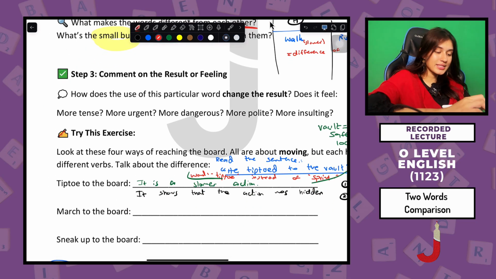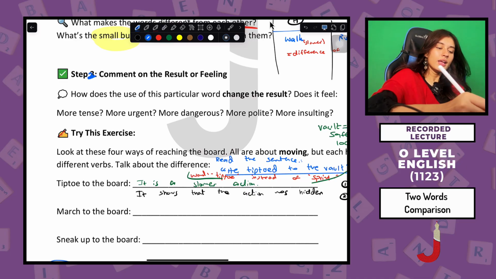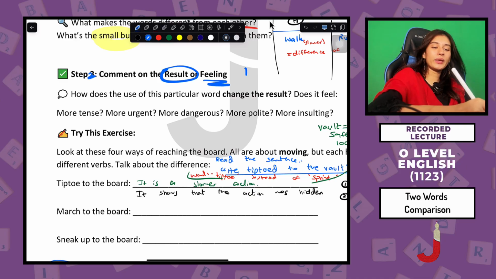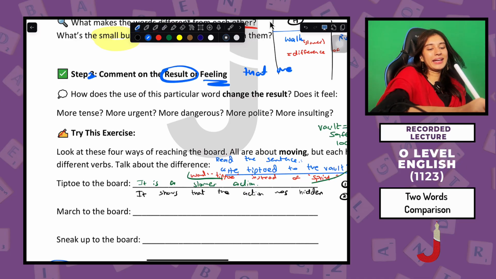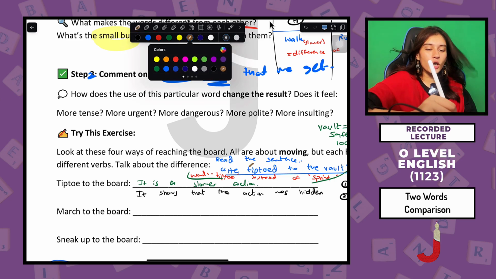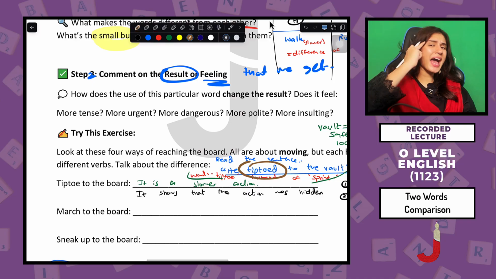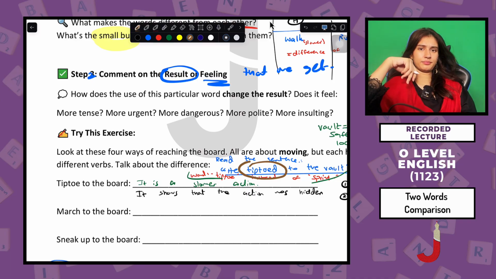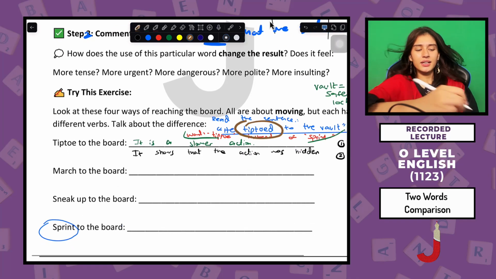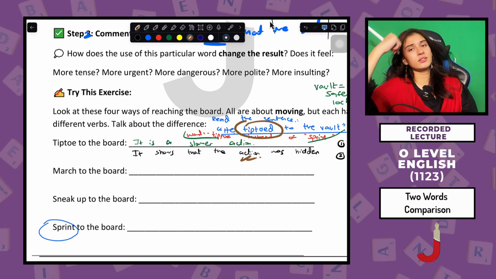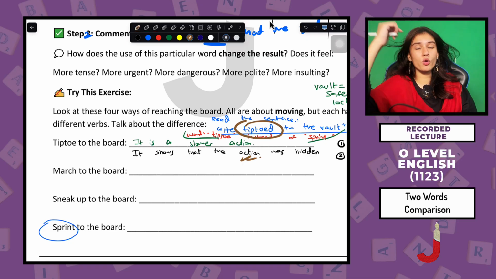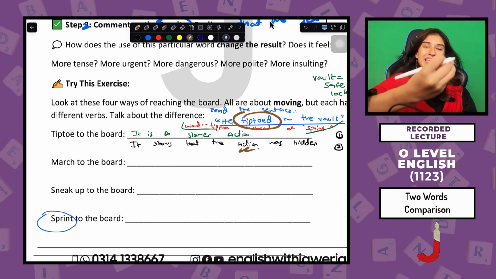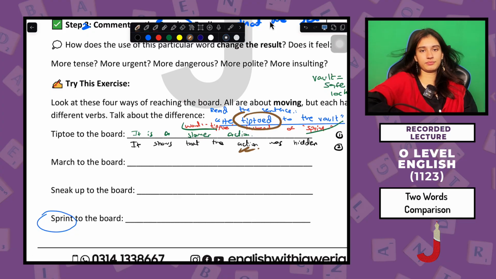Then, for your second sentence, you're going to talk about the result or feeling that we get by reading the given word. So, the word in the sentence is tiptoed. What do we understand by using that word? We understand that the writer is trying to hide that he's going towards the board. The action taking place is sneaky. It's being hidden. The writer does not want to catch much attention to himself.